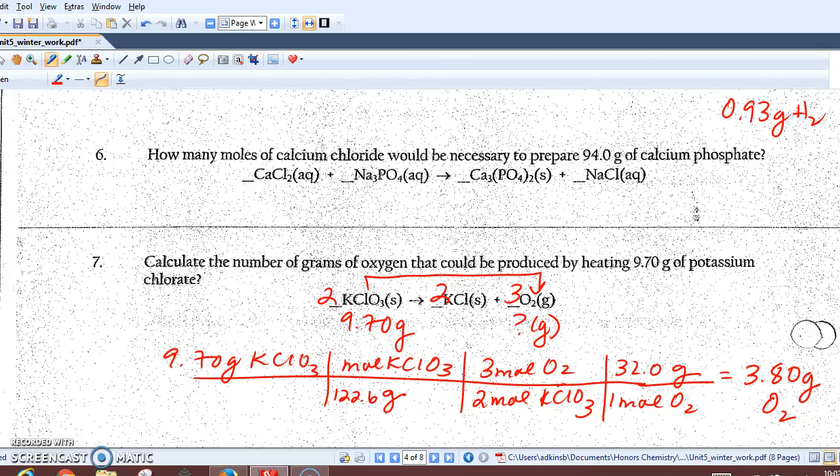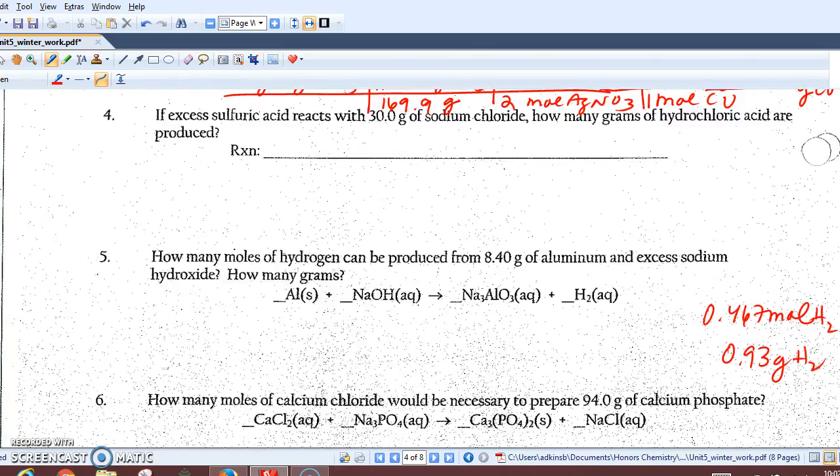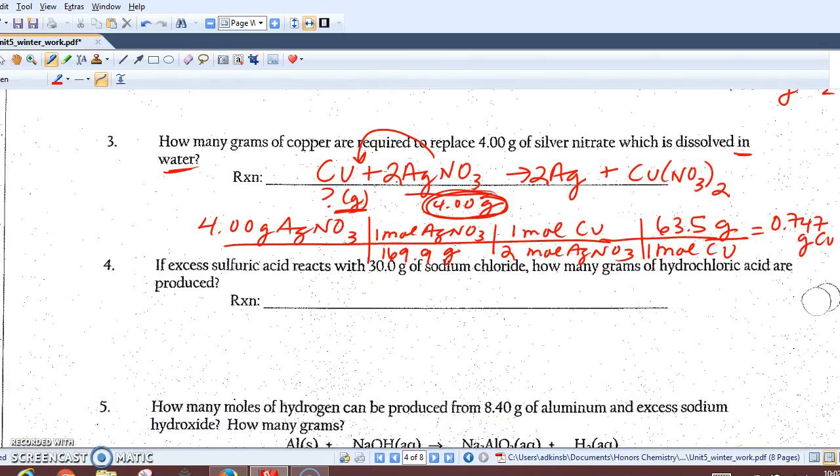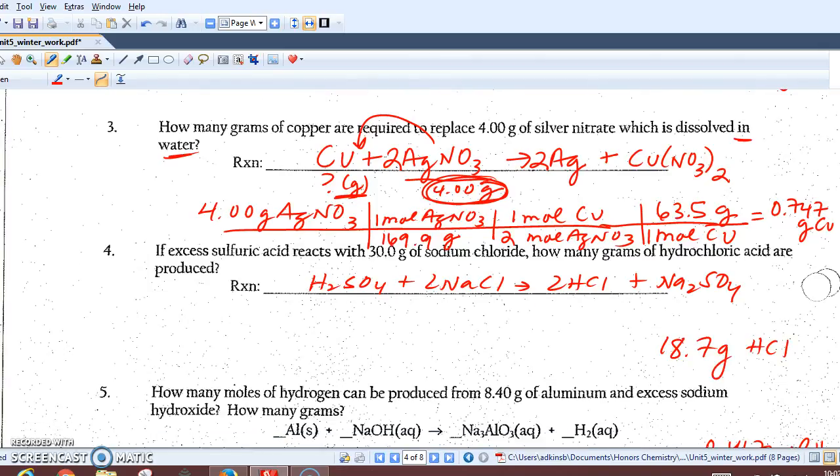All right, so if you want to pause and go back and try the evens, I'm going to give you the answers for those so that you can check your work. So for number 2, the balanced chemical equation is Cl2 plus 2NaI yields 2NaCl plus I2, and the answer comes out to 6.07 grams of Cl2. For number 4, your balanced chemical equation is H2SO4 plus 2NaCl yields 2HCl plus Na2SO4. Final answer on this one is 18.7 grams of HCl.